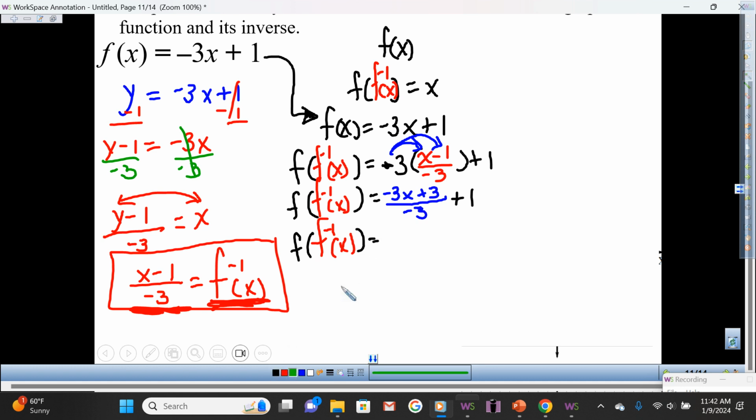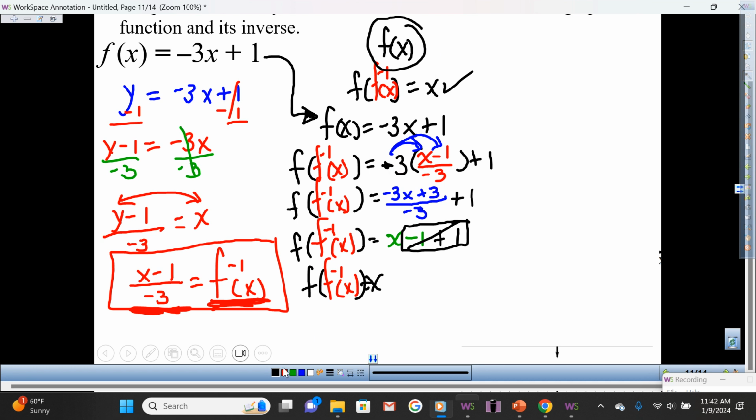All right, here we go. What is negative 3x divided by negative 3? X. What is 3 divided by negative 3? Negative 1, and then you bring down the 1. Therefore, our last step, let's see, what is negative 1 plus 1? Cancel, and we're left with x. Did we end up with what we needed to check? Yes. So we did it now. We did it for f of x.